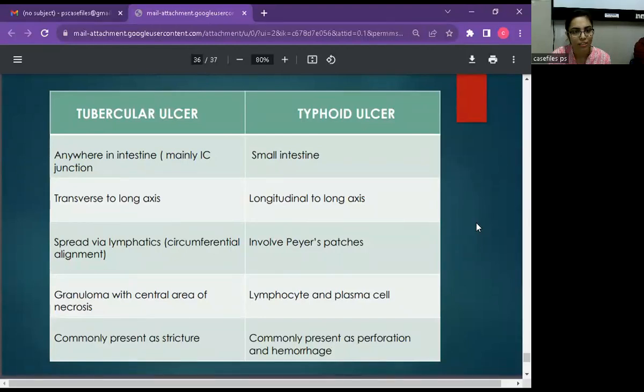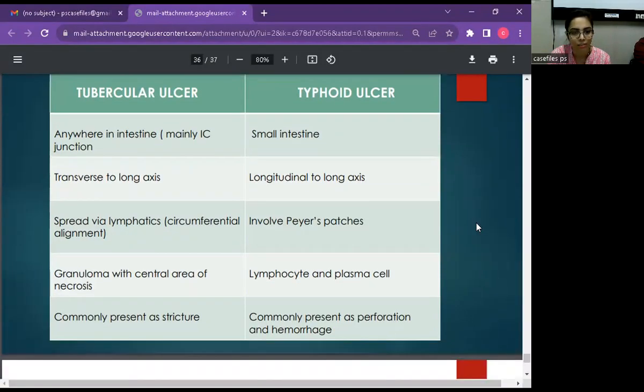In the tubercular ulcer, it spreads via lymphatics, which align circumferentially. So there is formation of a transverse ulcer. In pathology microscopy, there is granuloma with a central area of necrosis present in the ulcer. In typhoid, there is formation of lymphocytes and plasma cells. Tuberculous ulcers commonly present as strictures. However, typhoid commonly presents as perforation and hemorrhage.